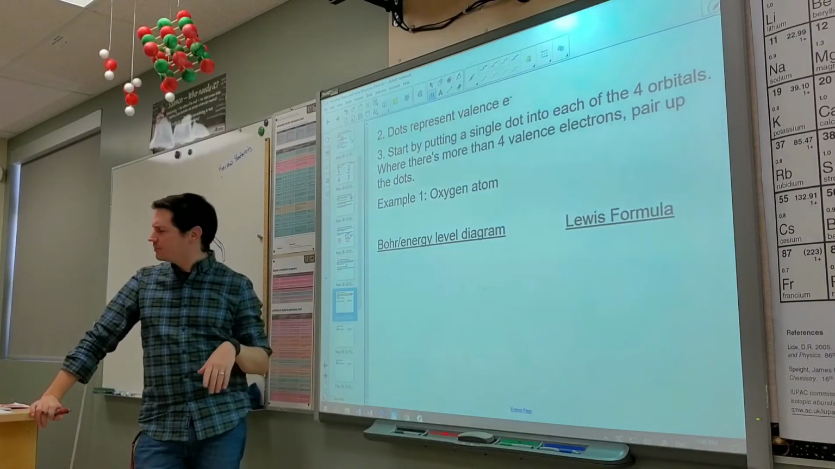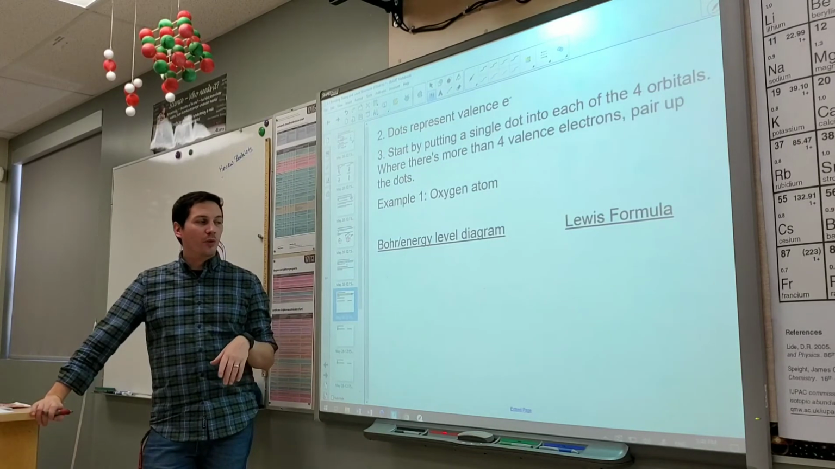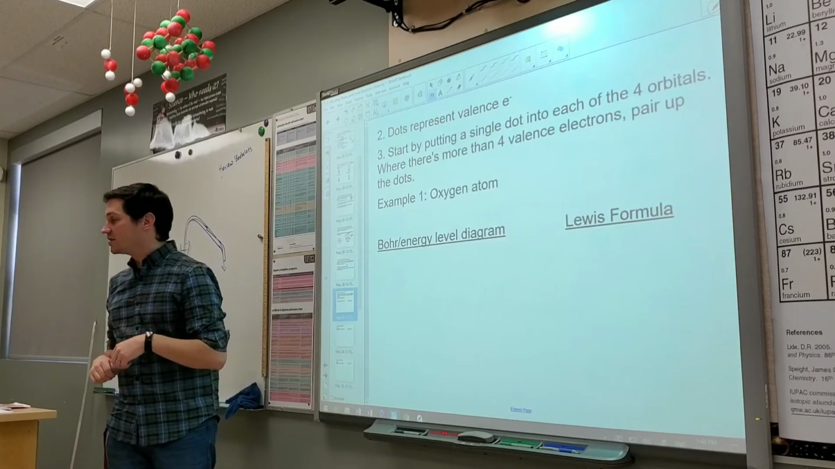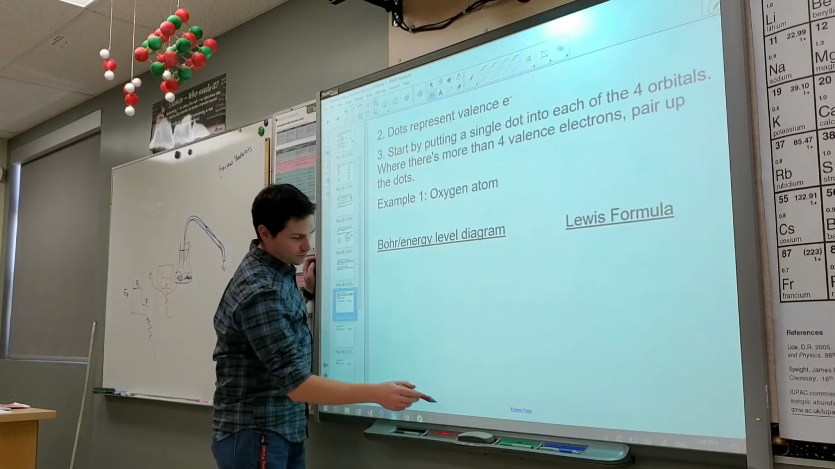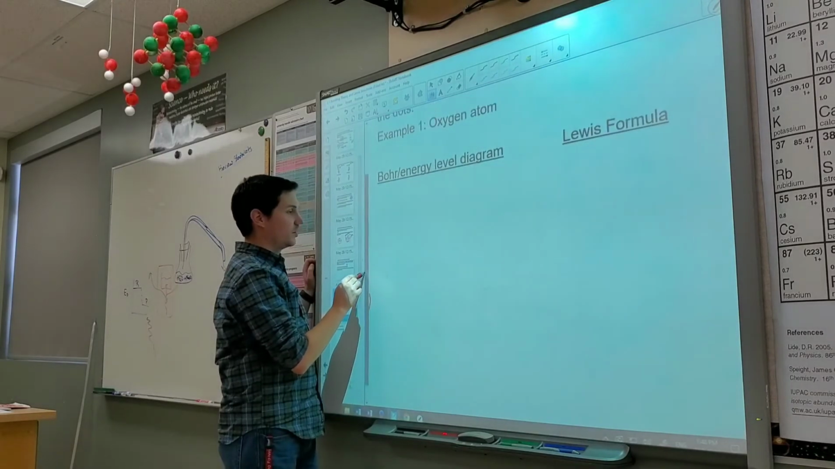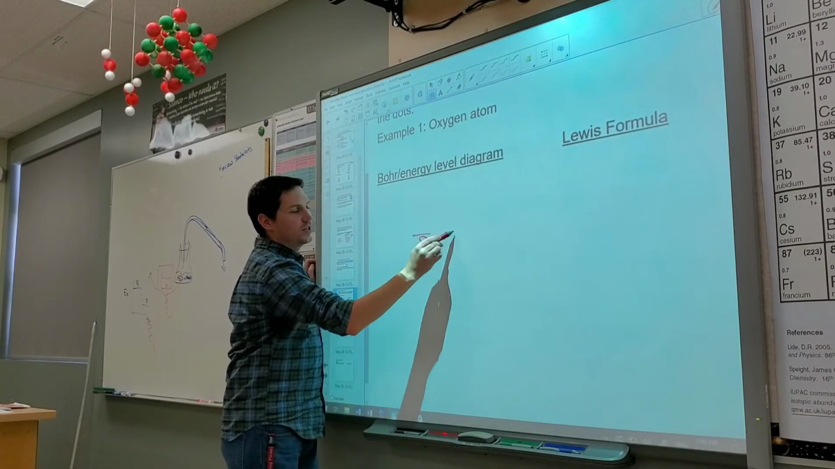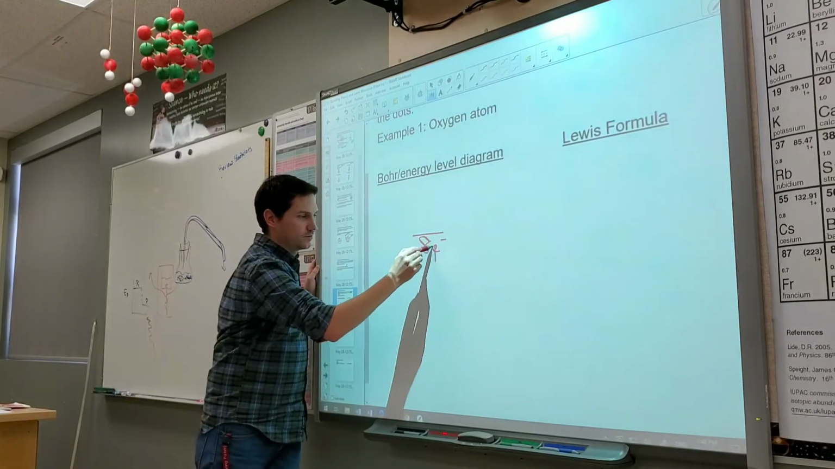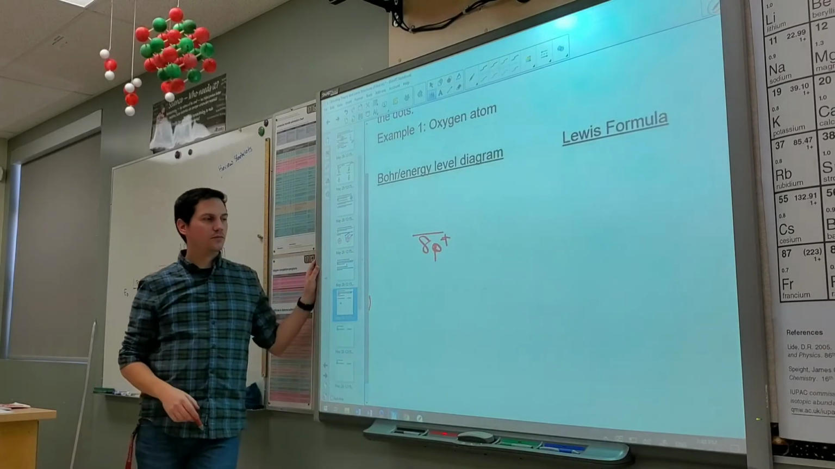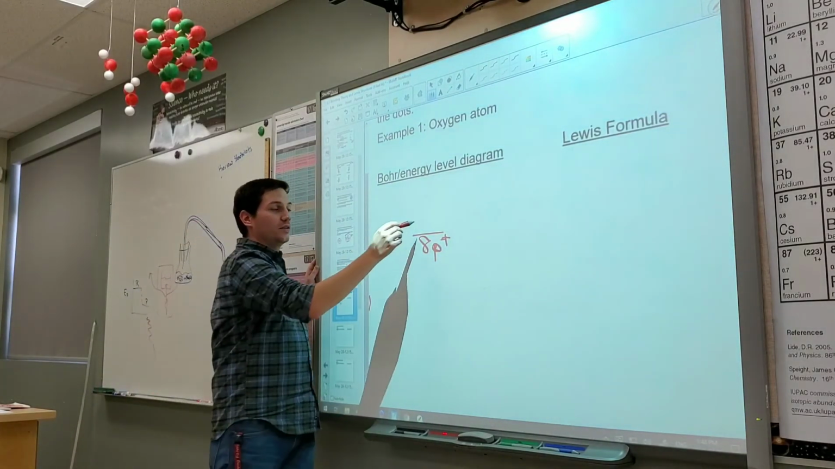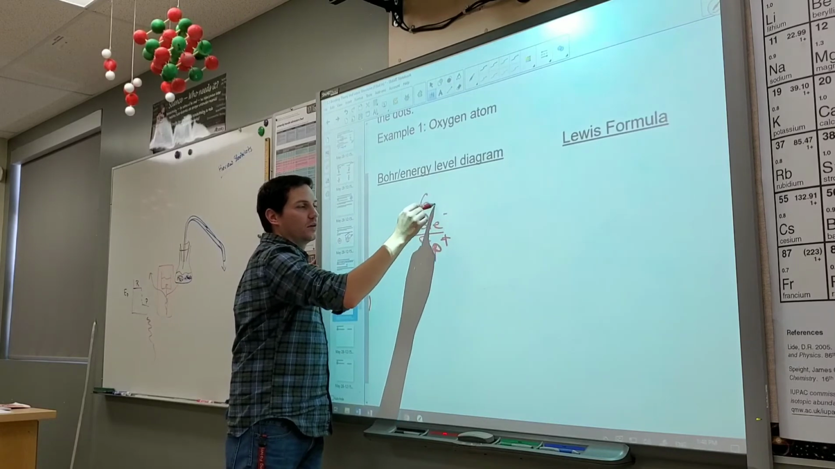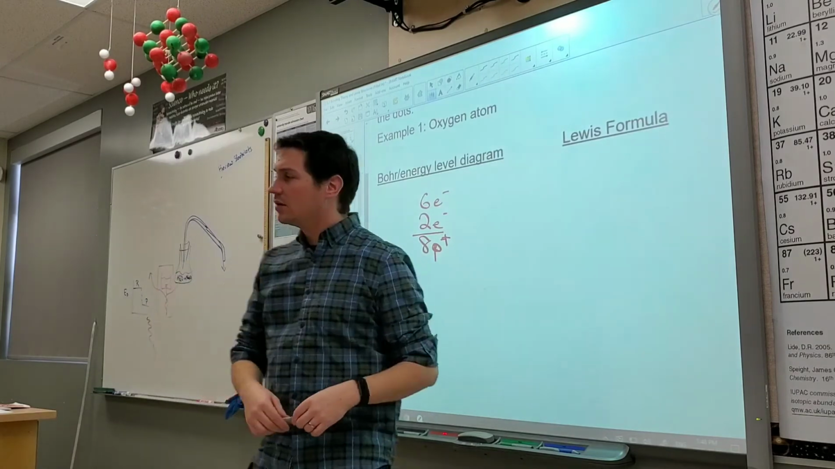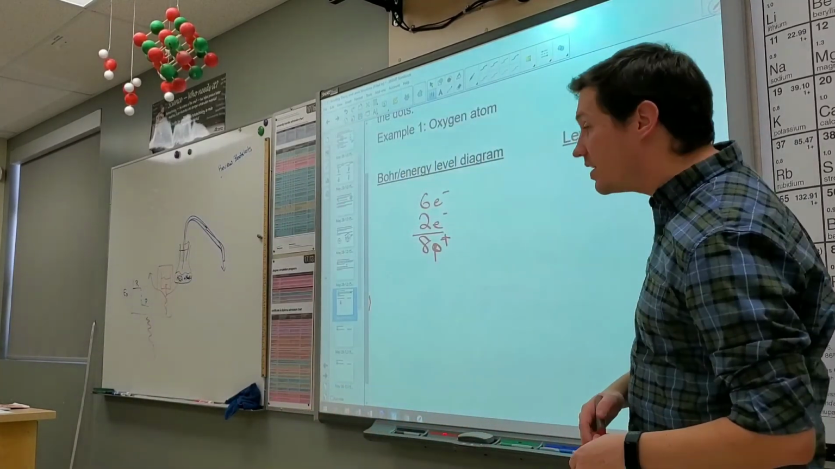Let's do an oxygen atom. We could do a Bohr or an energy level diagram about this. How many protons does oxygen have? Good. Oxygen has 8 protons. So we can fit 2 in the first energy level, 6 in the second. The Lewis formula for this is so easy.